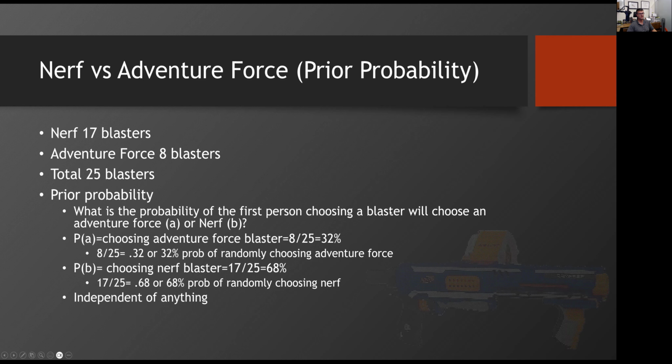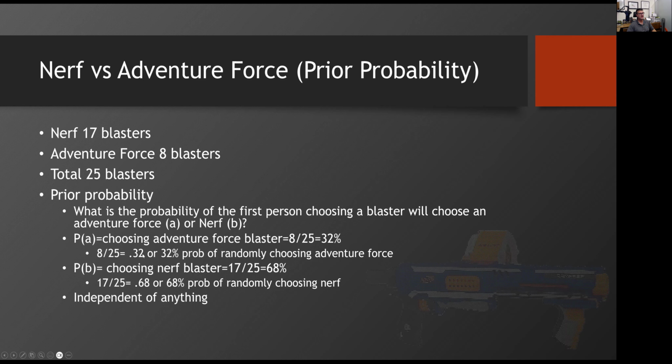So, what's the probability that the first person will choose a blaster that's Adventure Force, A, or Nerf, B? You notice the probability of A is the probability of choosing an Adventure Force blaster, which, like I said, is 8 out of 25, or 32%. And you can see 8 is the number of successes. What's considered a success here? A success is an Adventure Force blaster, out of the total number of trials, so 32%.